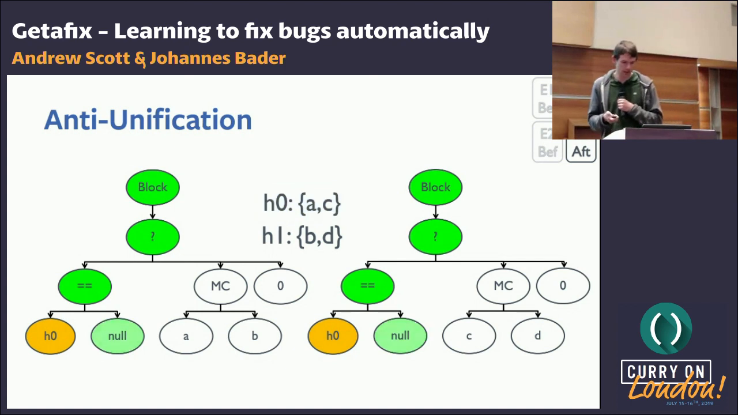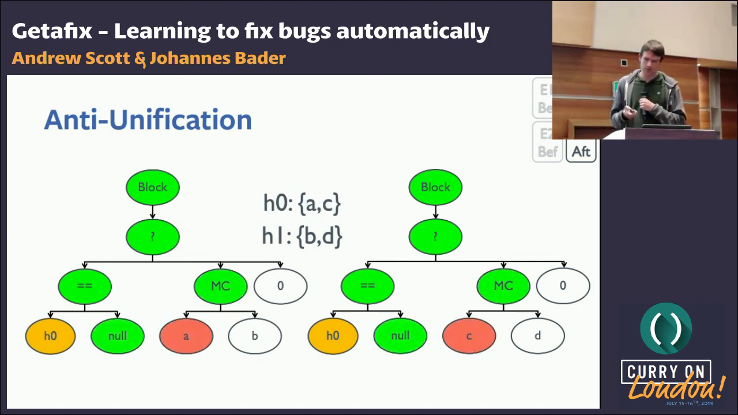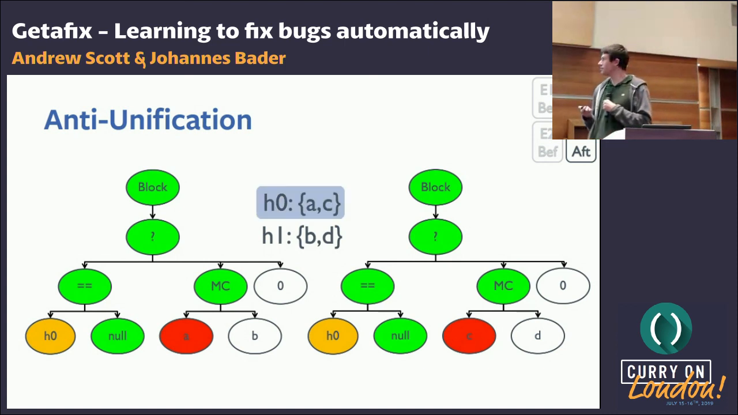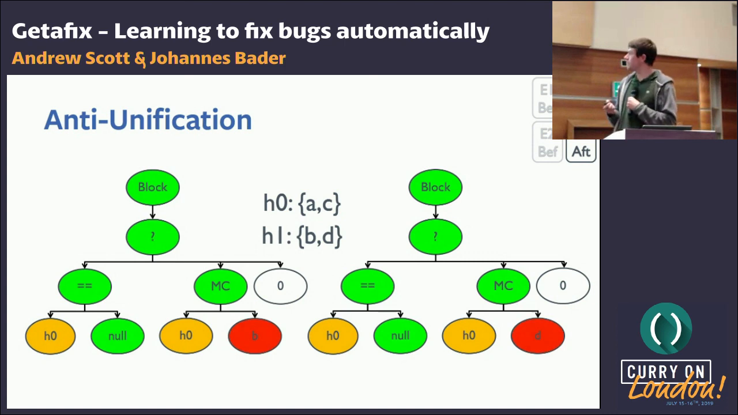Then we'll continue along until, once again, we hit two nodes which differ. Once again, here we can reuse H0, so we'll do that. And continuing along, now we have B and D, which corresponds to H1, so we'll use that. And then we'll finish without having to make any more substitutions.